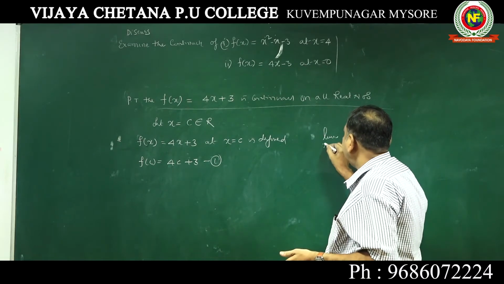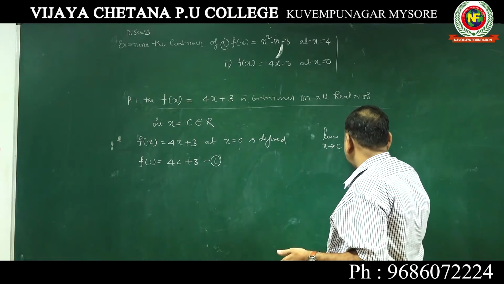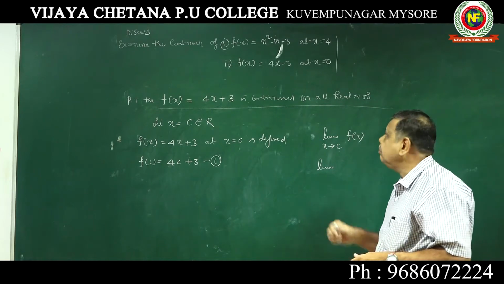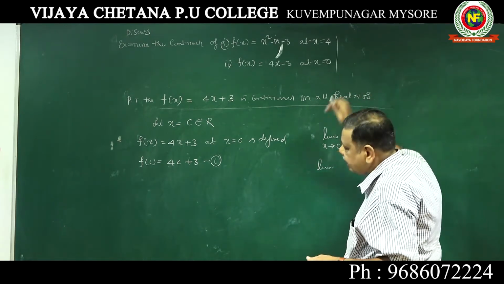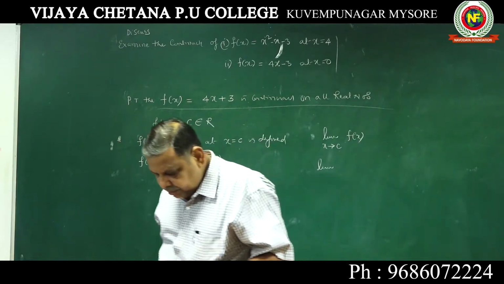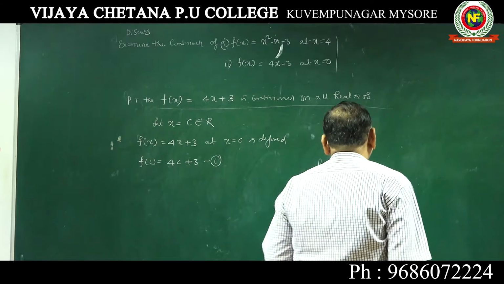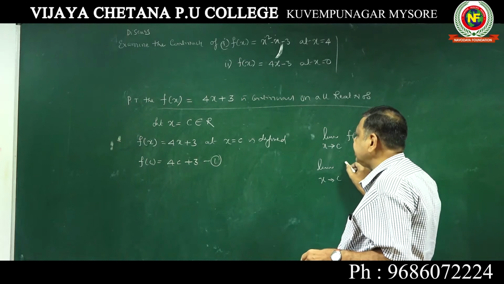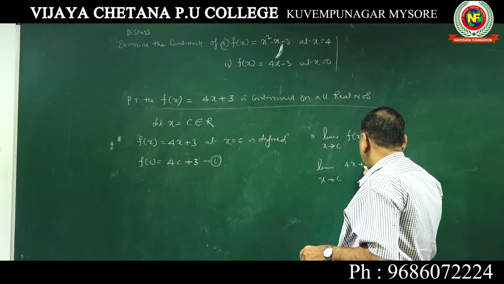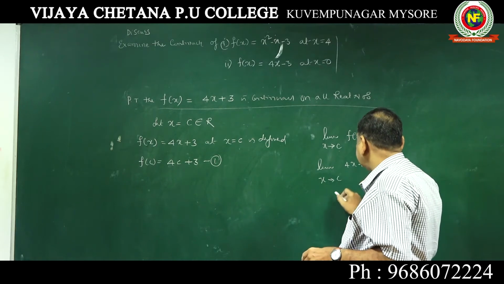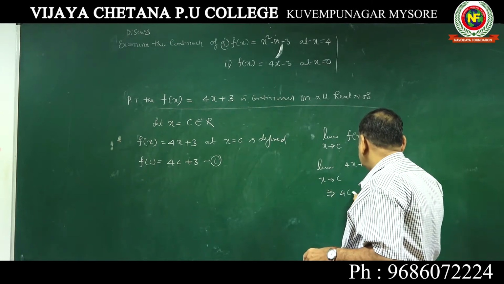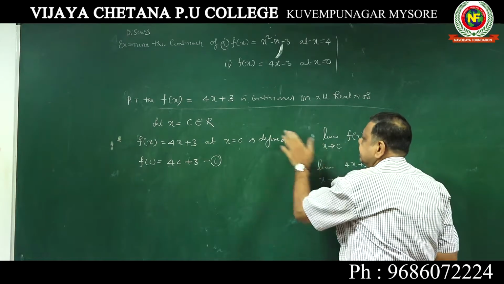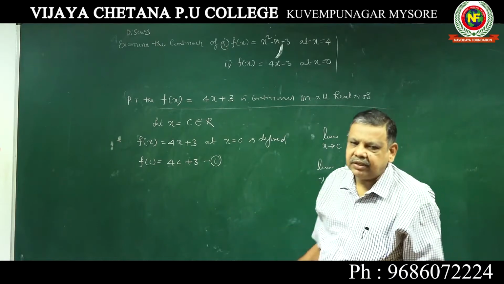Next condition is limit x tending to c of f of x, because c is a real number. No question of left hand limit, right hand limit, because there is no less than or greater than. Now you see, limit x tending to c of f of x is 4x plus 3, which is nothing but 4c plus 3. This is 1, no? 2. From 1 and 2, this limit is equal to that function value.